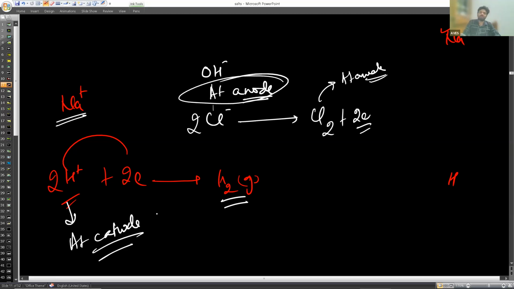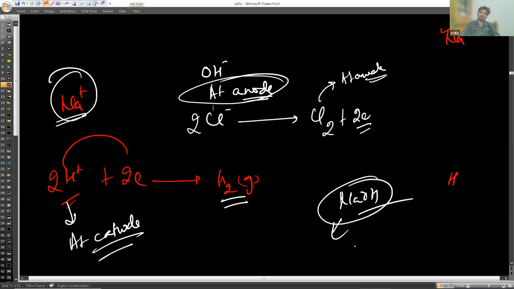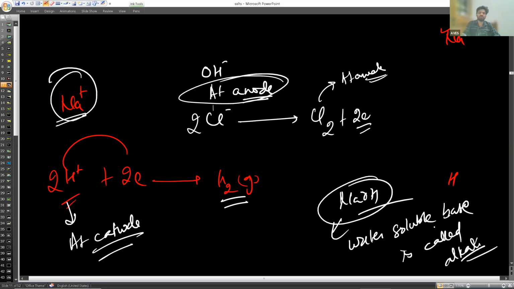Now you see that Na and OH are remaining, so they will combine together and form NaOH. And in this process, chlorine gas is formed. This base is called alkali. Water soluble bases are called alkali. Since an alkali, a water soluble base, is formed in this process, it is known as the chloralkali process.